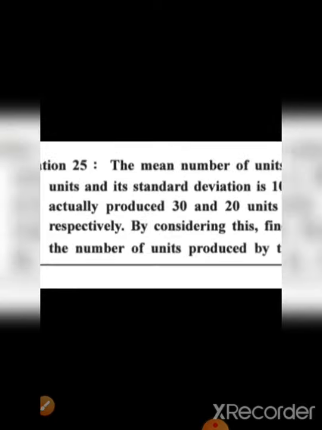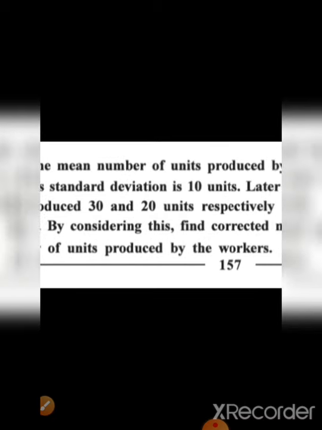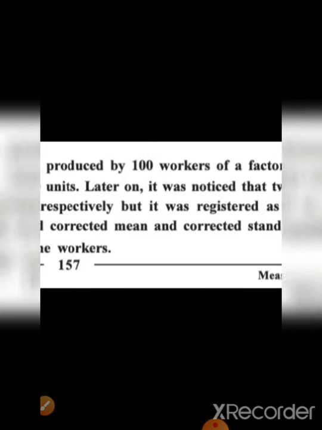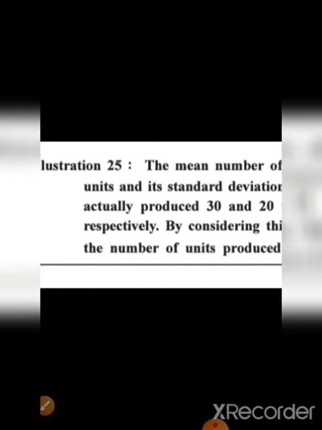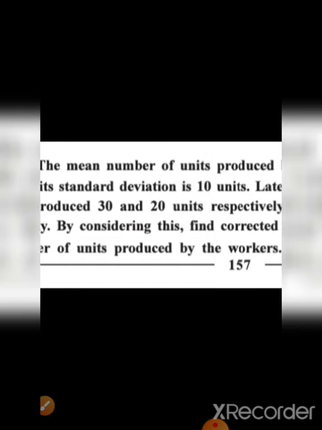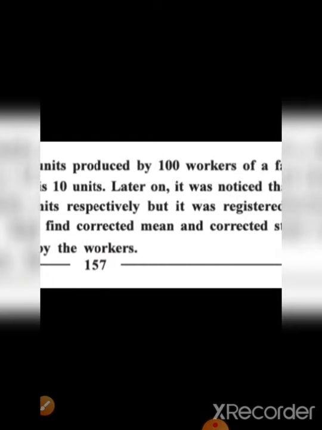Okay, over here we'll now see one more different kind of sum, one of the important sums of this chapter. So let us see our example number 25. All right, what have they given? The mean number of units produced by 100 workers of a factory per day is 60 units, and the standard deviation is 10. So over here they have given you the mean and the standard deviation of the units produced by 100 workers. What have they given further?